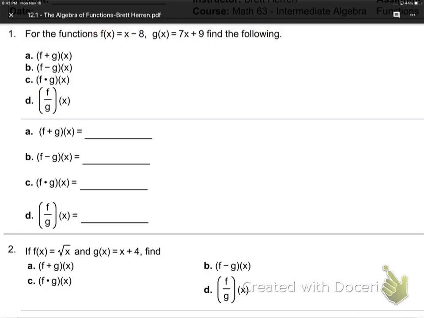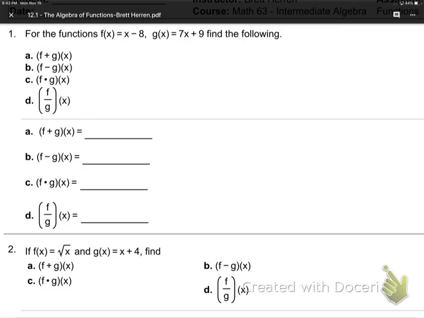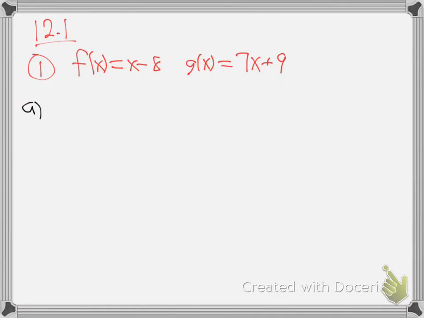So f of x equals x minus 8. g of x equals 7x plus 9. And what's it say? (f plus g)(x), so part A. (f plus g)(x). Okay. So basically this chapter is all about functions, and so we're starting with adding two functions.